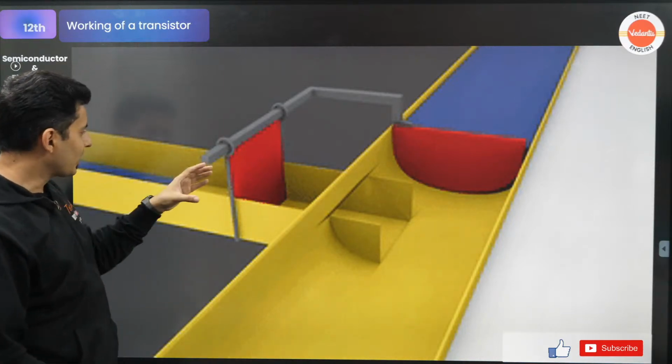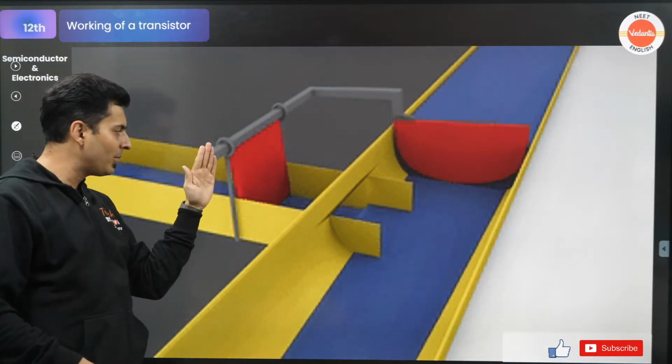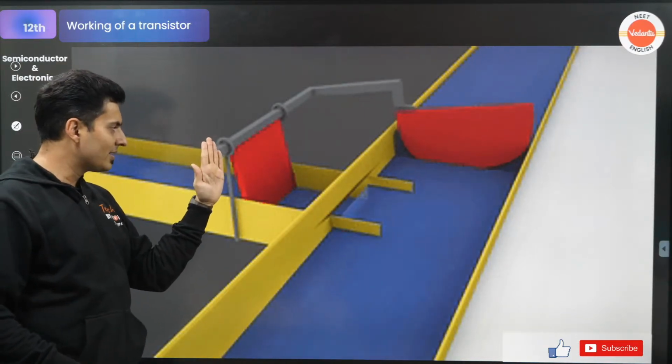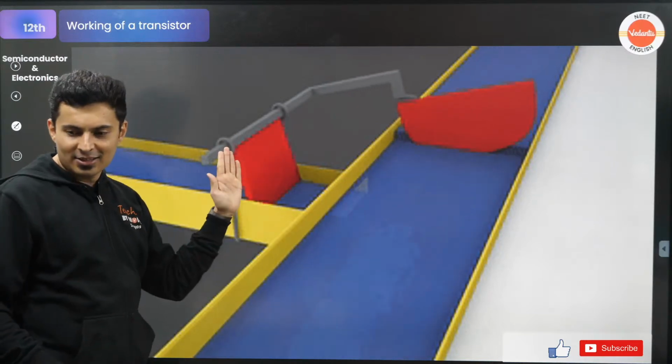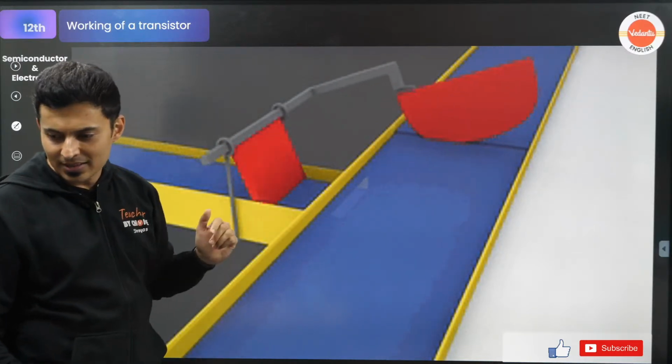Okay, so there is water coming from here. The moment water comes, what will happen? This flap which is there, it will be pushed like this.